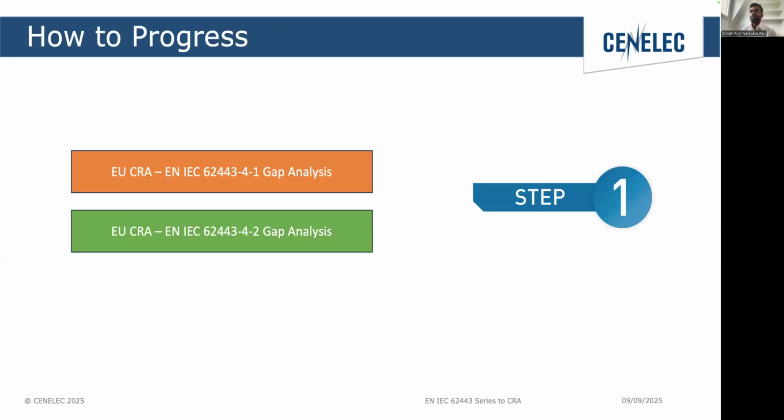Yes. So how to progress? We know we are going to evolve the common modification document. We're going to generate the 4-1 A11 and 4-2 A11. So how to proceed? First we have to do the gap analysis, right? We have the CRA requirements, and we have the original 4-1 and 4-2. Now let's do the gap analysis and identify what is lacking for the A11 document. That's the first step.